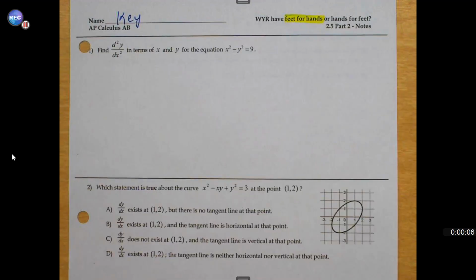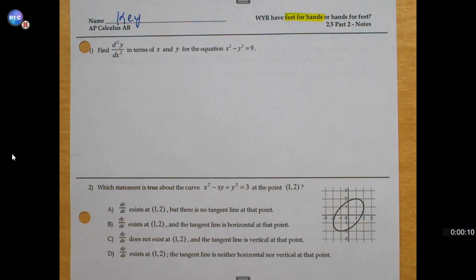This video is going to go over the 2.5 Part 2 notes. So we are going to be continuing on with some more examples of implicit differentiation.